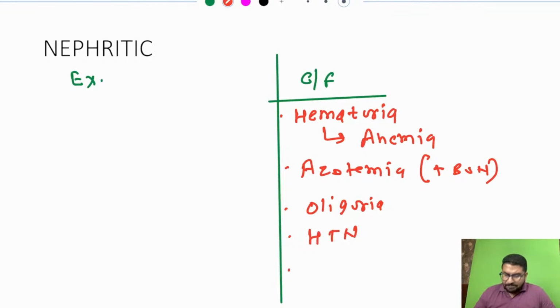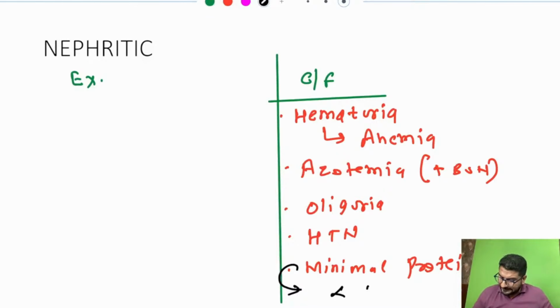And here also you can see a minimal proteinuria. Minimal means in nephrotic proteinuria is more than 3.5 gram per day. Here you will see proteinuria, but this proteinuria is not more than 3.5 gram. This is less than 3.5 gram per day. Done. So proteinuria you will see, and this proteinuria will be generally less than 3.5 gram per day. Am I clear? So this is about your clinical feature of nephritic.